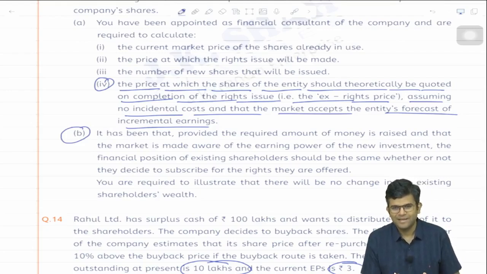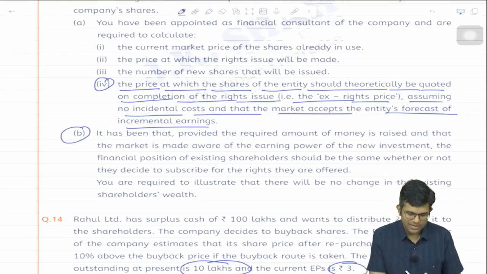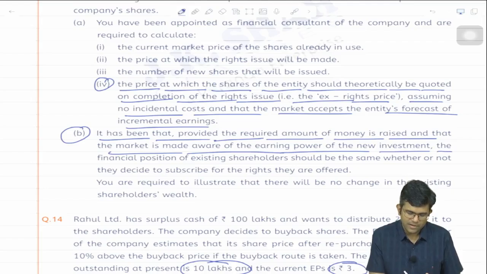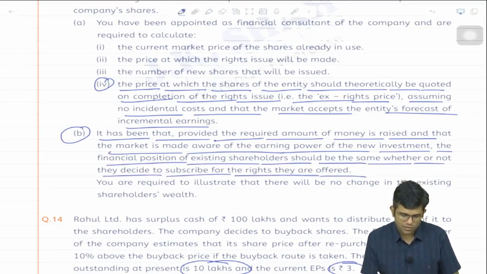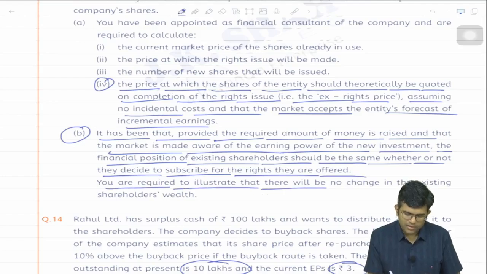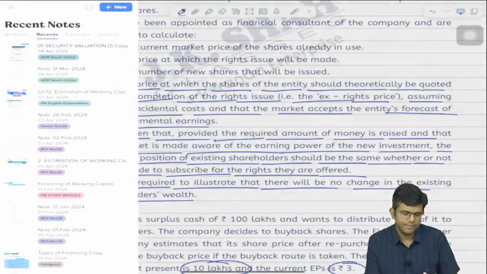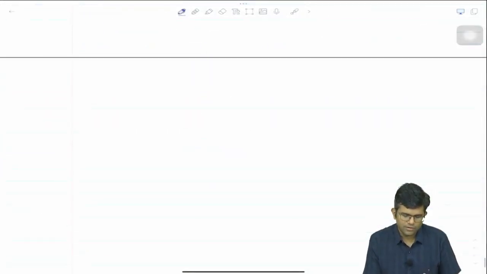Just wait. Ready? Okay. It has been stated that provided the required amount of money is raised and the market is made aware of the earning power of the new investment, the financial position of existing shareholders should be the same whether or not they decide to subscribe for the rights they are offered. You are required to illustrate there will be no change in existing shareholders' wealth.